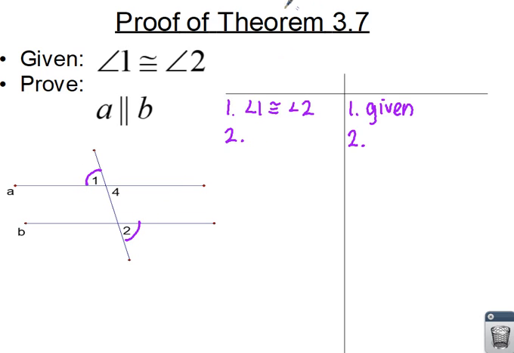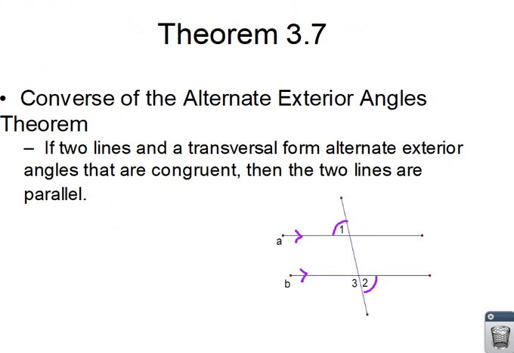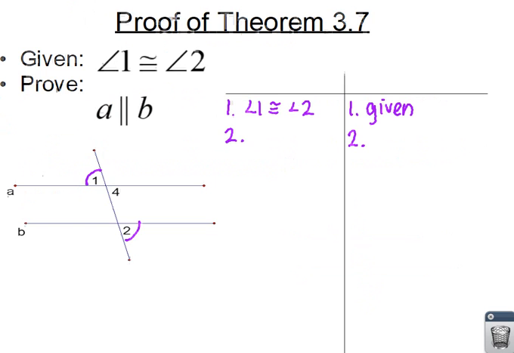It says proof of theorem 3.7. So we look back and we say theorem 3.7 is alternate exterior angles. We cannot use the alternate exterior angles theorem to prove this. We have to come up with some other way. Let's see if we can do it like the last one. Angle 1 and angle 4 are vertical angles, so they're congruent. So angle 1 is congruent to angle 4 by the vertical angles theorem.